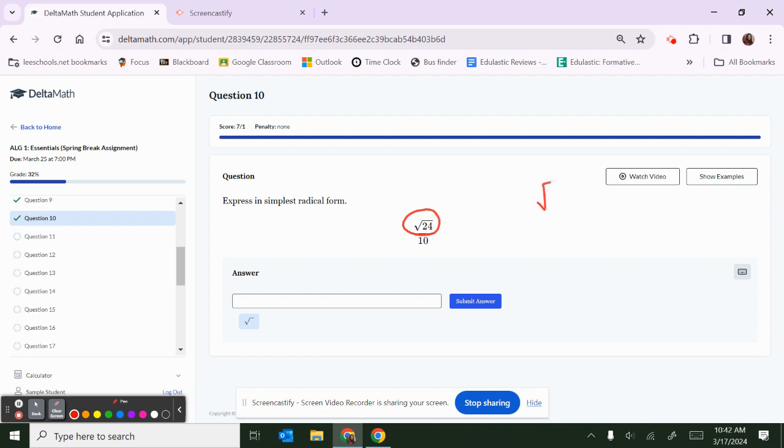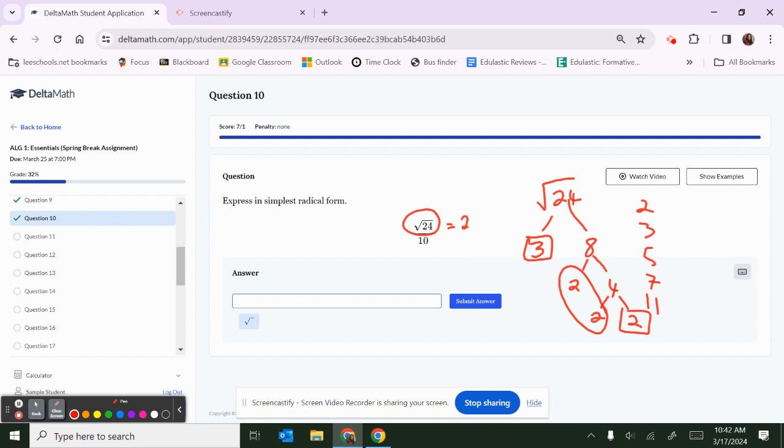Okay, so let's prime factorize the 24. So 2, 3, 5, 7, 11. Can I divide it by 11? 7, 5, no. 3, yes. 24 divided by 3 is 8. I can divide 8 by 2, remainder 4. I can divide 4 by 2, remainder 2. So I have one pair of 2s, so that means I have a 2 on the outside, and then I have one singular 3 and a singular 2, so that means I have a 3 and a 2 underneath my square root. And that's all going to be over 10.